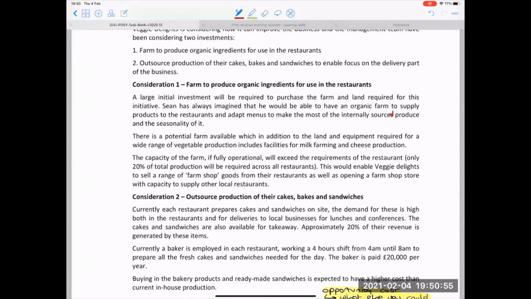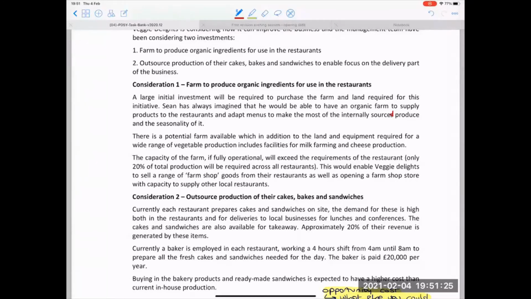The capacity of the farm, if fully operational, will exceed the requirements of the restaurant. Only 20% of total production will be required across all restaurants. This would enable Veggie Delights to sell a range of farm shop goods from their restaurants, as well as opening a farm shop store with capacity to supply other local restaurants. So this, if we decided to do this, would be a very big thing to do.